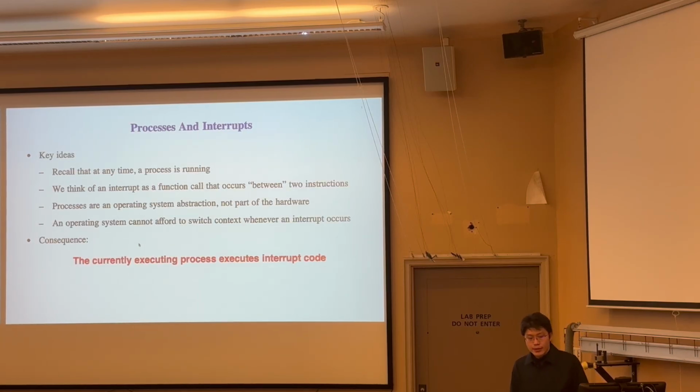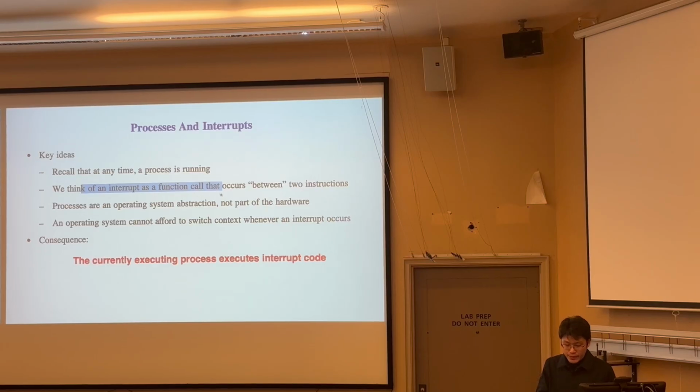So some key ideas. At any time there is a process that is running, and we think of an interrupt as a function call that occurs between two instructions. This is exactly what I showed you in the previous simplest CPU simulator. You have a big loop. In every loop iteration, execute one instruction, and then check for interrupts, and then call the interrupt handler if there is one.